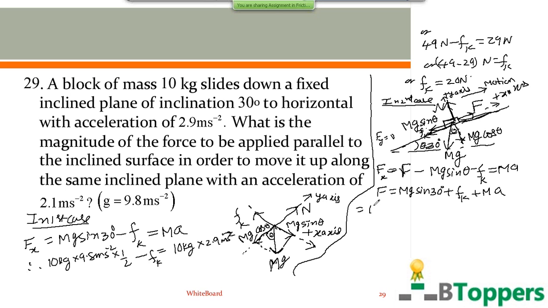The mass of the block is equal to 10 kg. g equals 9.8 meter per second square. Sin theta equals sin 30 degrees, that is 1 by 2. Magnitude of kinetic friction is same in both the cases, which is equal to 20 newtons. The mass of the block is 10 kg. The magnitude of acceleration in the second case is 2.1 meter per second square. This you have to simplify. Copy down the solution of the problem.